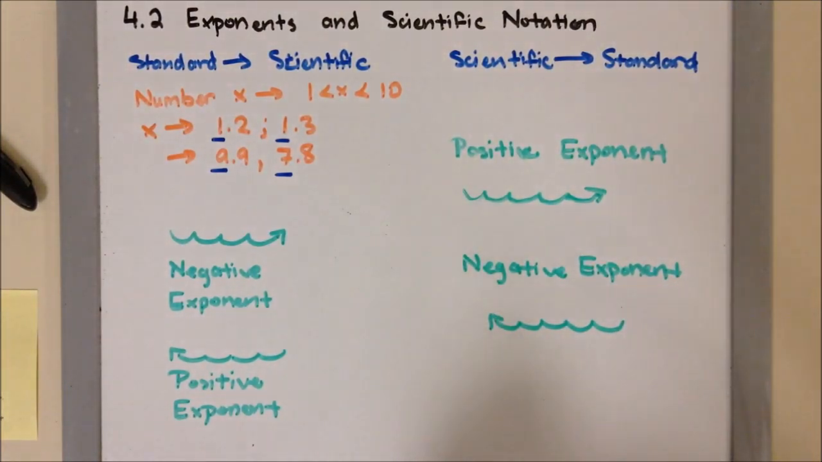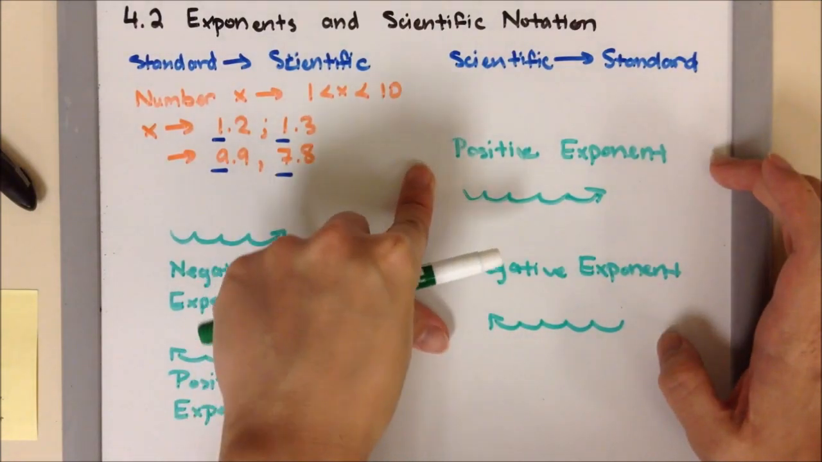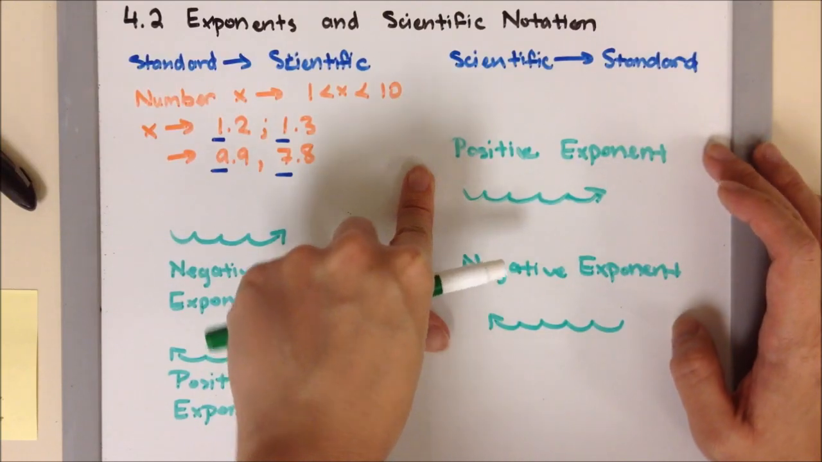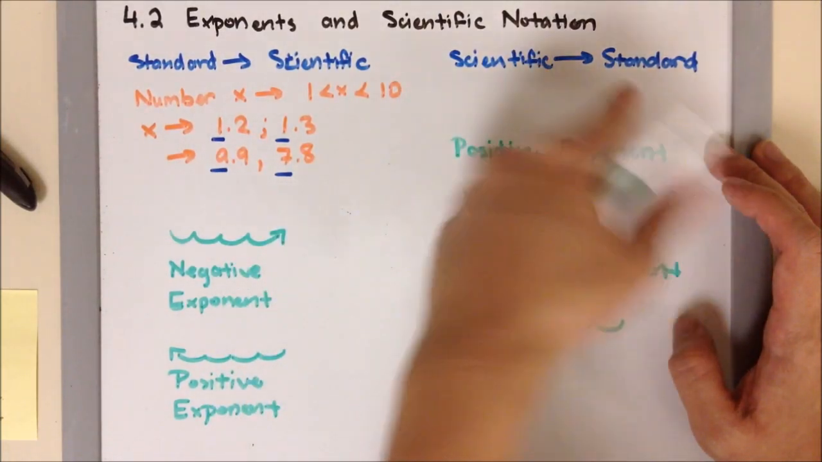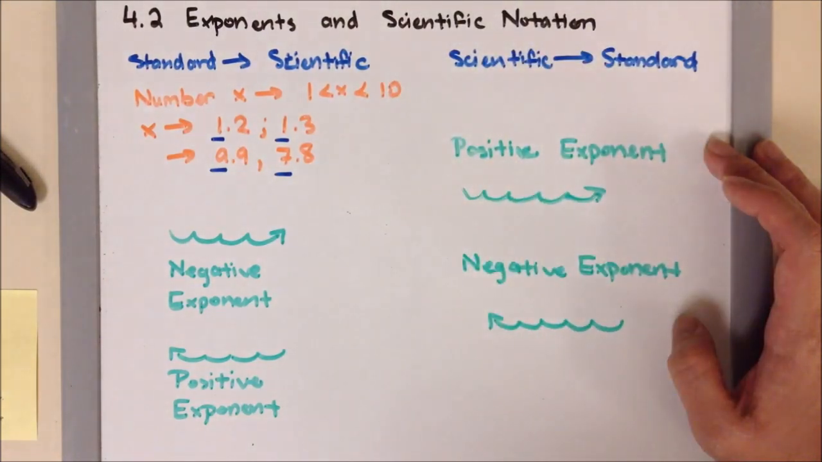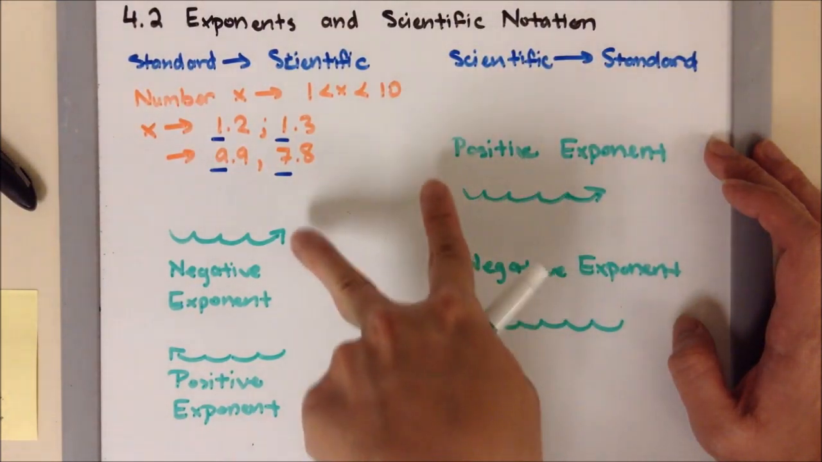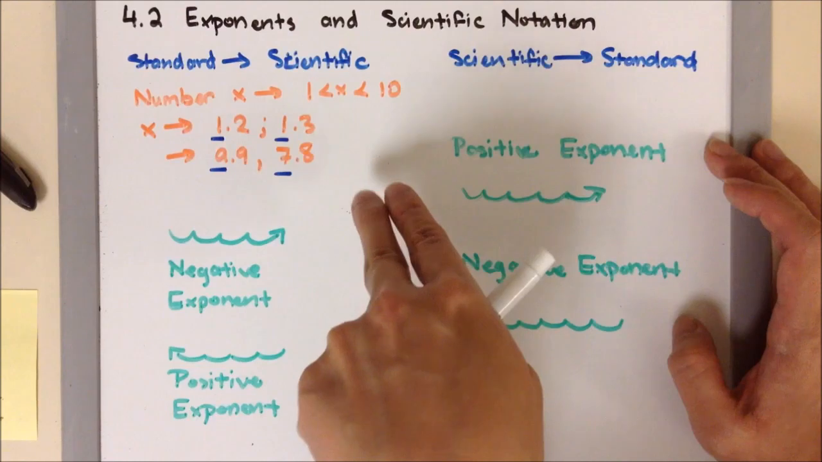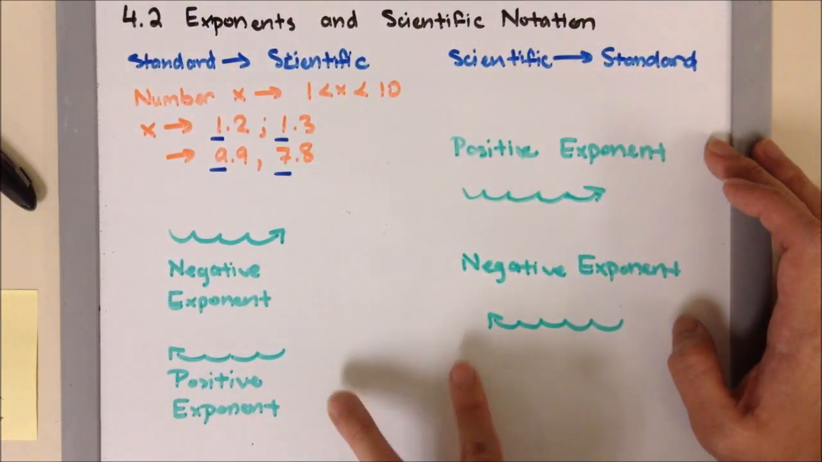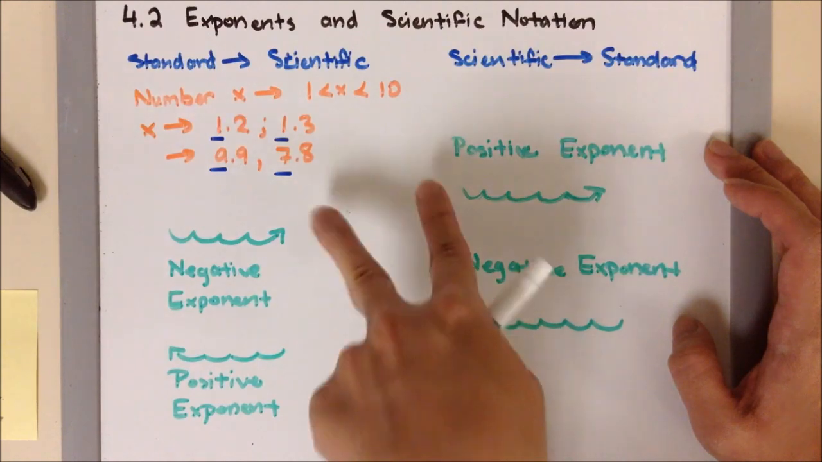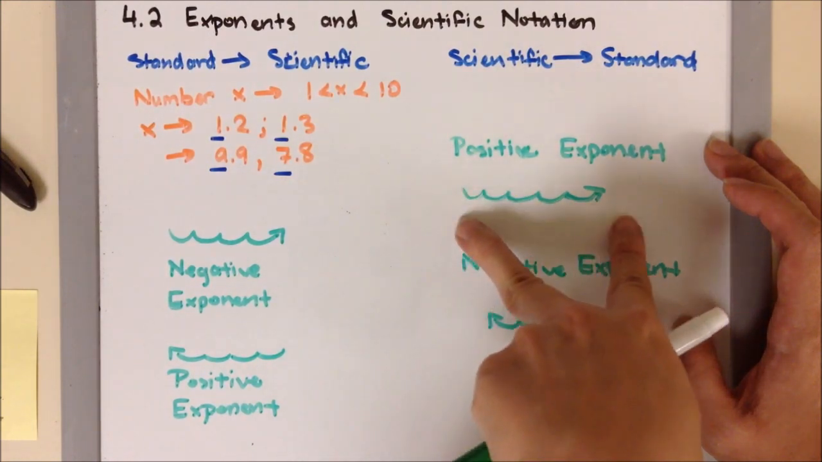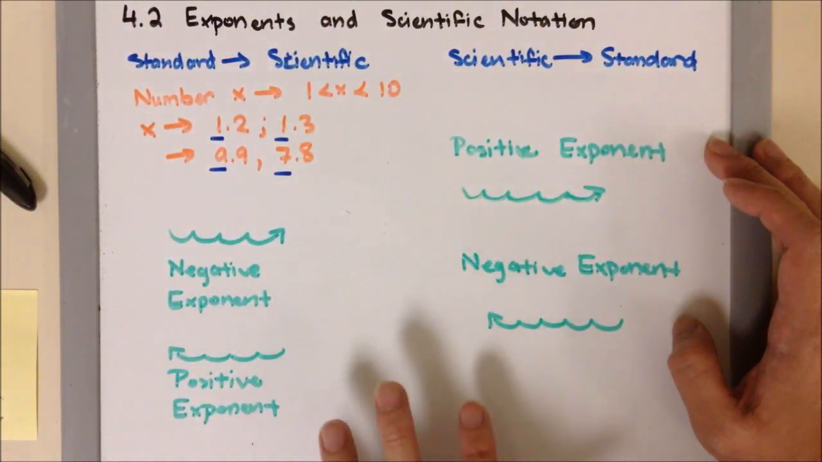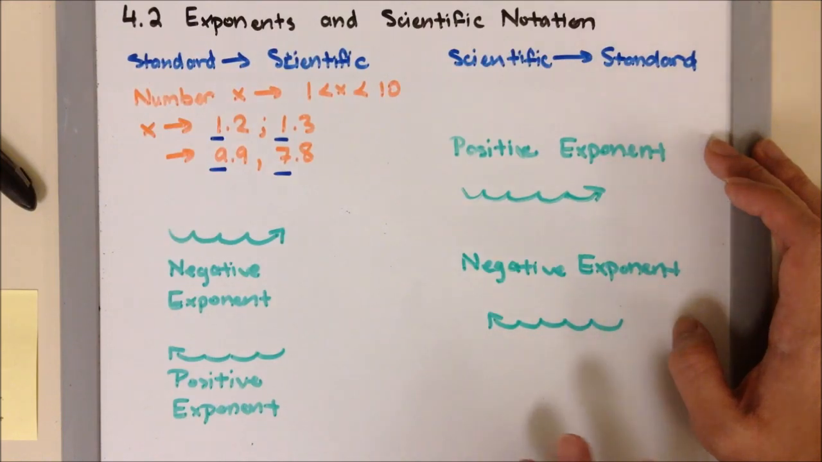Now again, these two rules, positive exponent, you move the decimal to the right, negative exponent, you move the decimal to the left, are only for scientific to standard, meaning you go from scientific notation to standard notation. If you compare the two processes, it's very different between standard to scientific versus scientific to standard. So be very careful. Make sure you know the difference between these two. Memorize the rules for standard to scientific and the rules for scientific to standard, but do not mix them up. If you do mix them up, you're going to mess up your work and get the wrong answer.